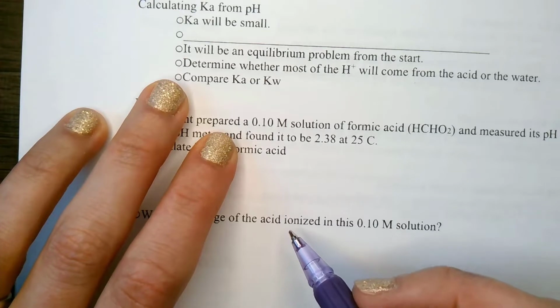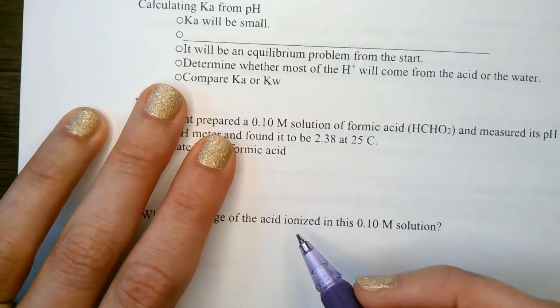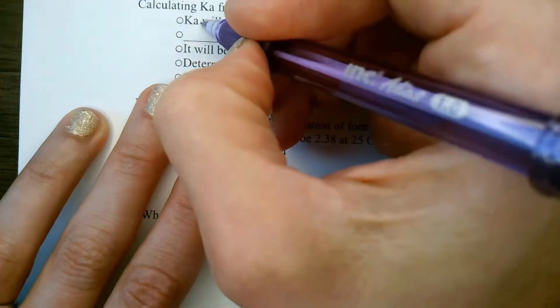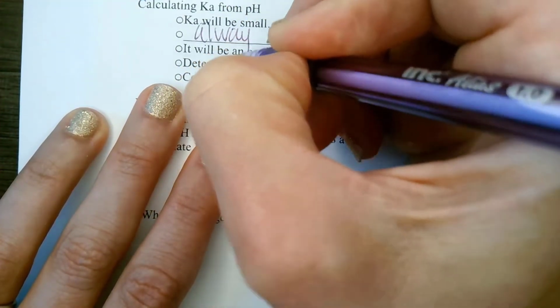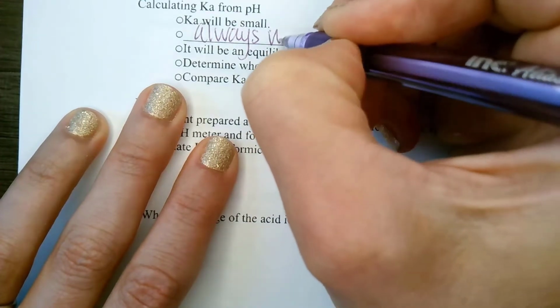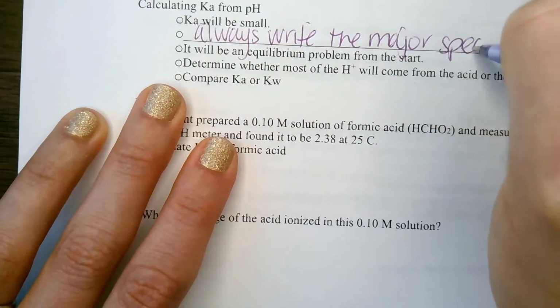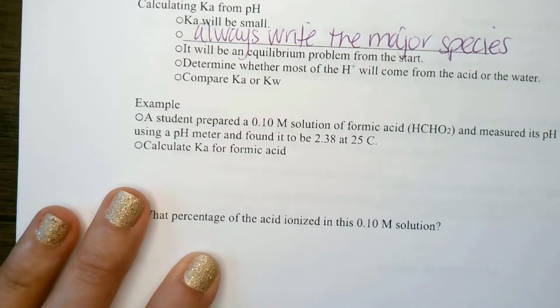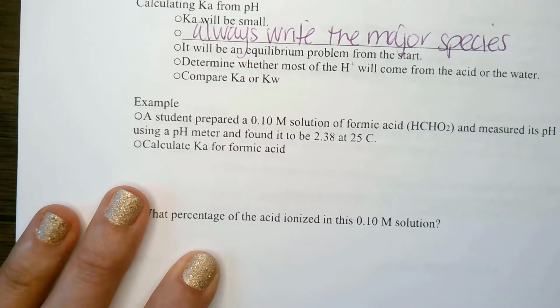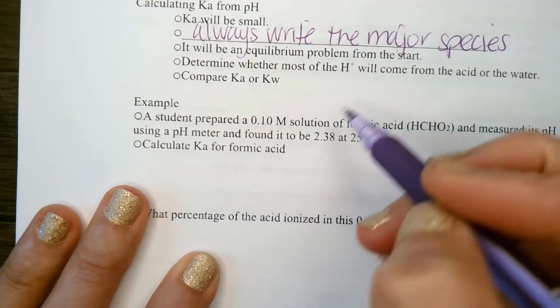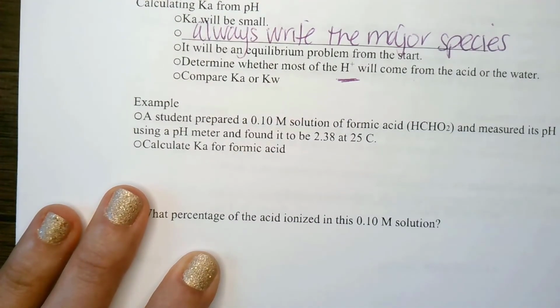So if Ka is small, we always begin by writing the major species. And what I mean by that is figure out what the chemistry is. What are the reactants and what are the products? And begin to write about them and determine what acid am I going to be looking up for my Ka chart. It always starts with an equilibrium problem right from the start where we're trying to determine the hydrogen ion to find the pH of the system.